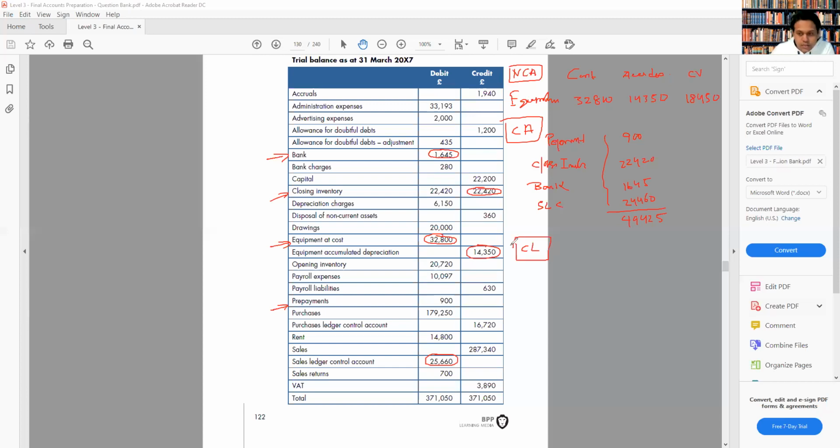After that, we move to the next section, that is CL, current liability. On the current liability section, you have to see how many current liabilities you have. The first one you can see here is accruals. This is a current liability. Accruals means we used the services, but we didn't make the payment yet. I'm sure all of you know it from our advanced bookkeeping paper. So that is 1,940. Then after the accruals, we have trade payable, that is purchase ledger control.